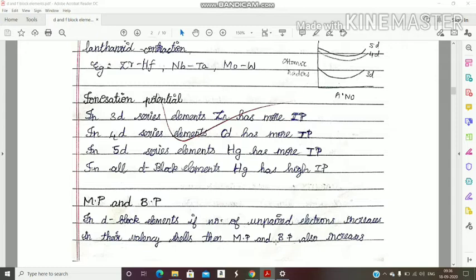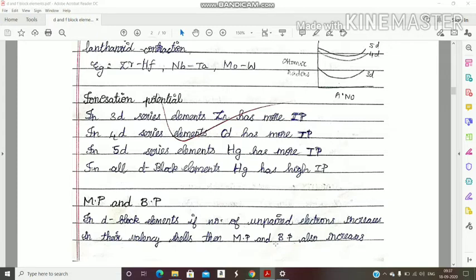In case of manganese 4s2 3d5, that means it contains 5 valence electrons. In that 3d series, no element has that many unpaired electrons compared to chromium and manganese. Chromium has 6 unpaired electrons, manganese has 5 unpaired electrons only. So chromium has more melting point than all elements present in 3D series. That is a very important point. Why does chromium have more melting point in 3D series? You may face such a question for 1 mark at CBSE level.